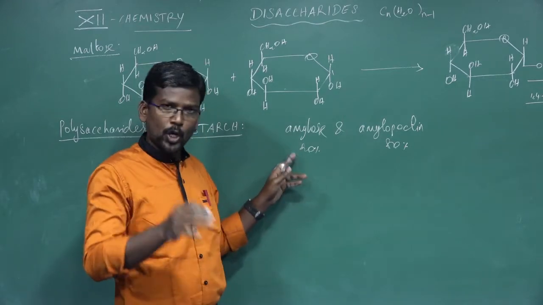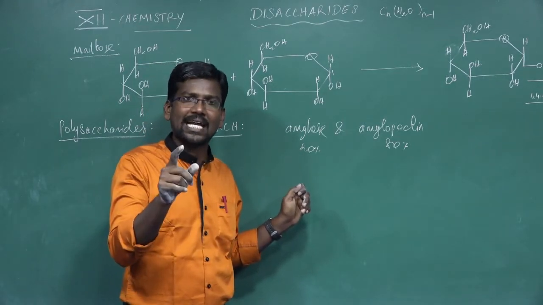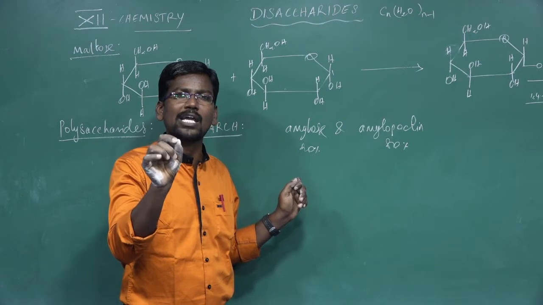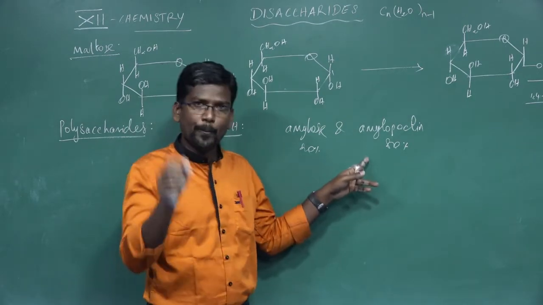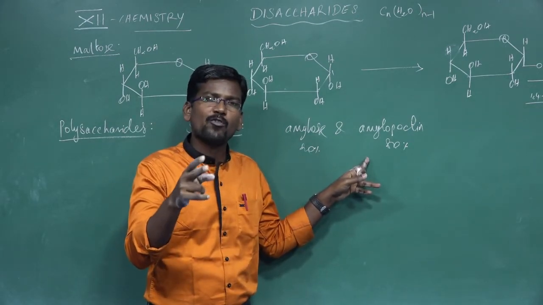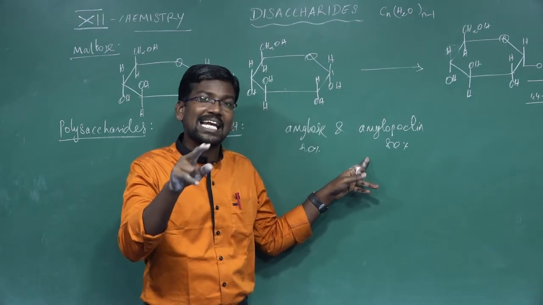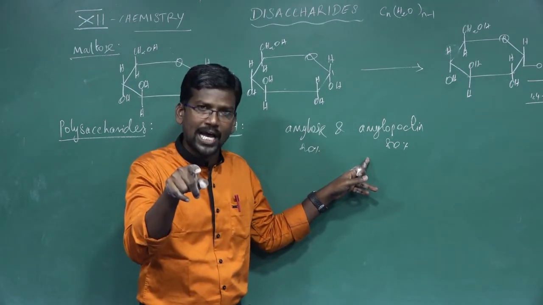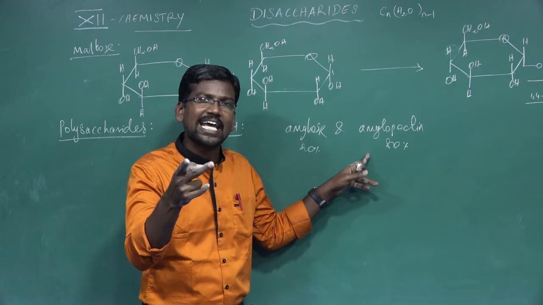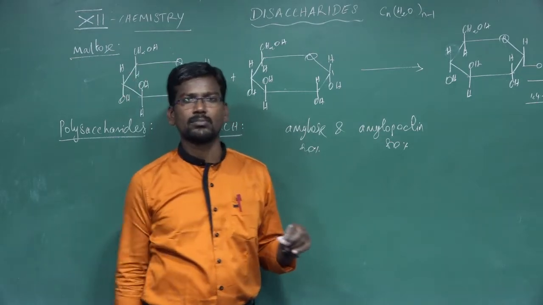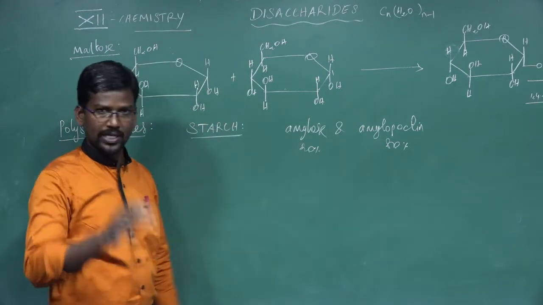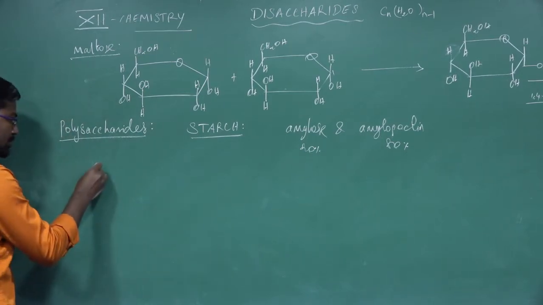In the amylose molecule, alpha D glucose units are linked by 1,4 linkages only. In amylopectin, the 1,4 alpha D glucose units are linked linearly, and in addition to that, a 1,6 linkage is present in the branched chain. Okay, so amylose and amylopectin. What is the structure of amylose?